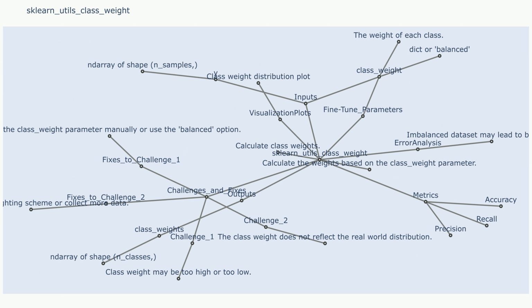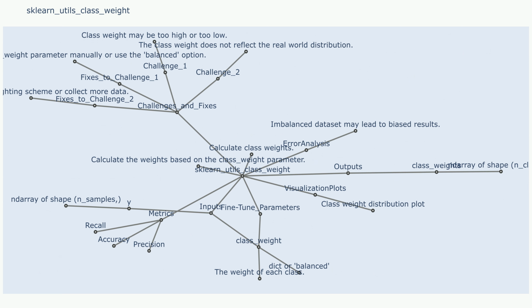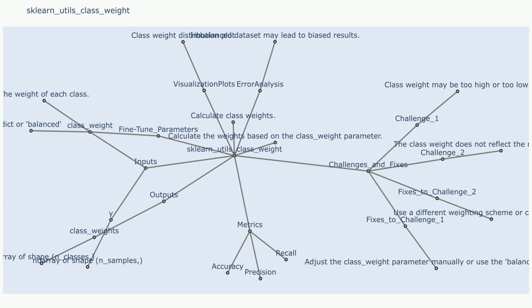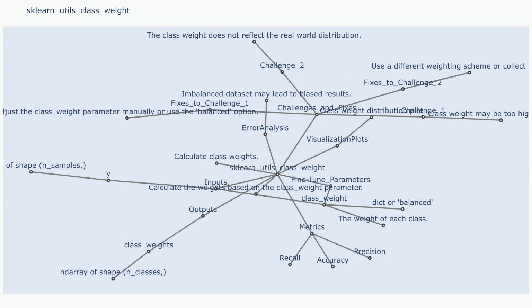Challenge 2: determining the optimal class weights can be challenging, as it depends on the specific dataset and the desired trade-off between precision and recall. Sample use case that resulted in challenge 2: a medical diagnosis dataset where different classes have different costs associated with misclassification. Fixes to challenge 2: experiment with different class weights and evaluate the model performance using appropriate metrics, such as F1 score, to find the best balance.